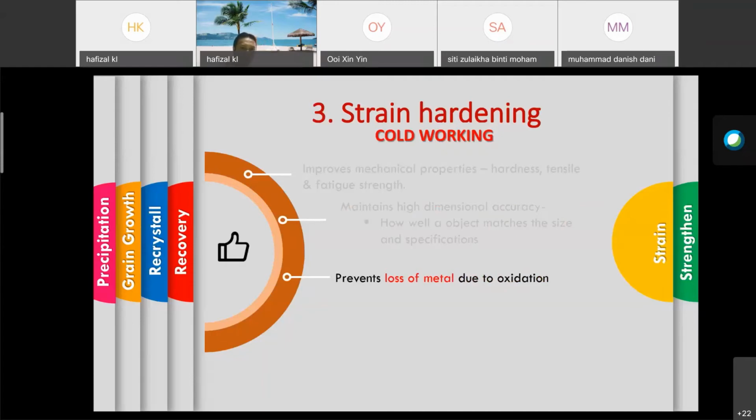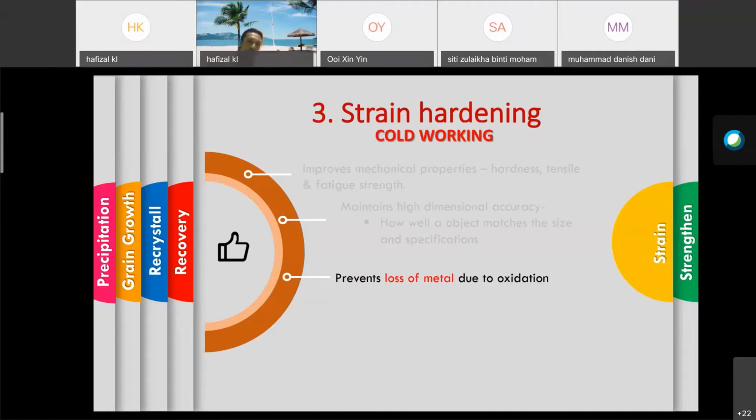Okay, it prevents loss of metal due to oxidation. So during the process of cold working, it prevents the oxide layer from being produced. When we want to use aluminium at room temperature, during the process of rolling, the temperature is low, so oxidation is prevented.